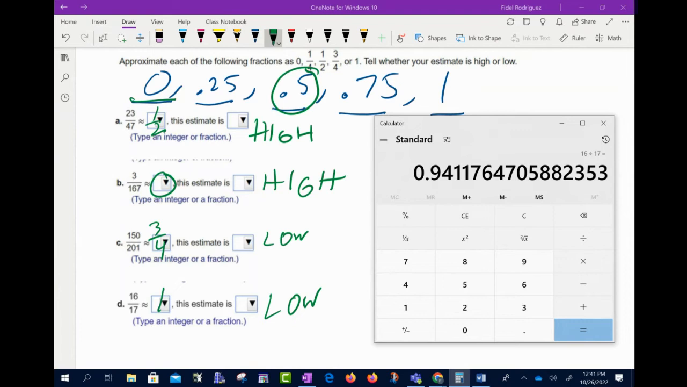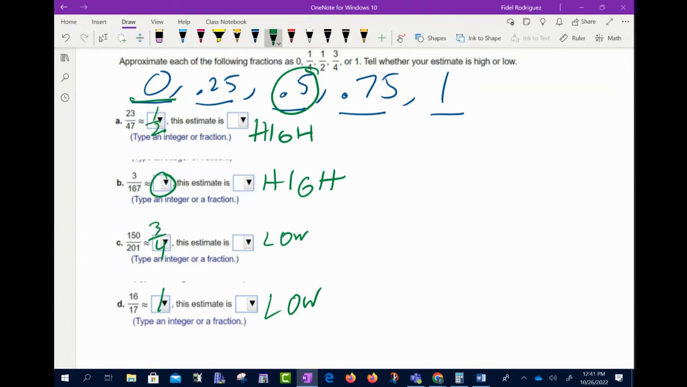And I think that's probably the easiest way I would go through a problem like this. I would convert them to decimals because it's easier to compare some of those numbers there, all right?